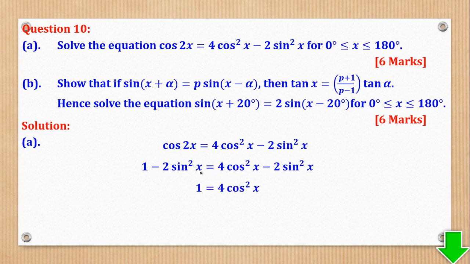Then from there we realize that this and this can cancel, so this side will remain with 1, and this side will remain with this.